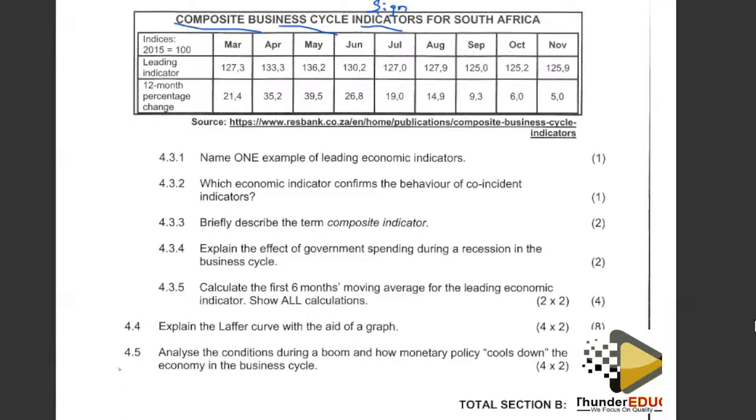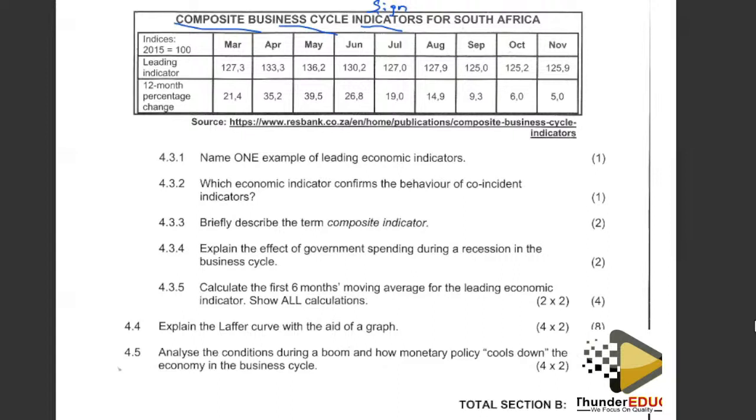When it comes to the meaning of business cycle, we refer to the fluctuations of economic activities, or the upswings and downswings of economic activities. When you talk of a composite indicator, we normally refer to a combination of different sets of indicators.